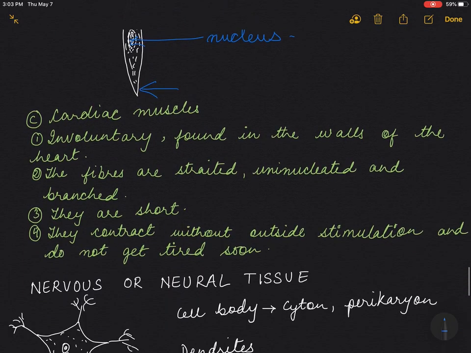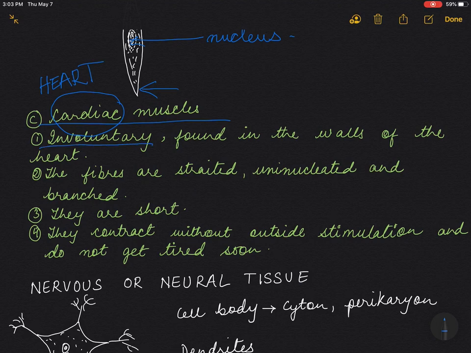Next we come to cardiac muscles. When we talk about cardiac in biology, we are talking about our heart. Cardiac in biology means heart. So cardiac muscles means the muscles which are found in the heart. So they are involuntary. You cannot control the muscles of your heart, and they are found in the walls of the heart. The fibers are striated. Again, there are dark and light bands, uninucleated, one nucleus, and they are branched so that each and every part of the heart can contract and relax.